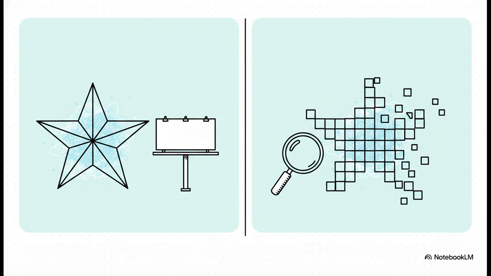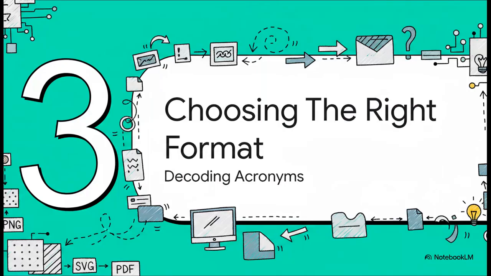Now, compare that to the pixelated mess on the right. That's a raster file. Those are made of pixels. So the second you stretch them too large, they literally fall apart and just become a blurry mess. Raster files are strictly bound by their original size. And understanding that fundamental difference leads us perfectly into section 3, choosing the right format. Let's decode those acronyms, shall we?